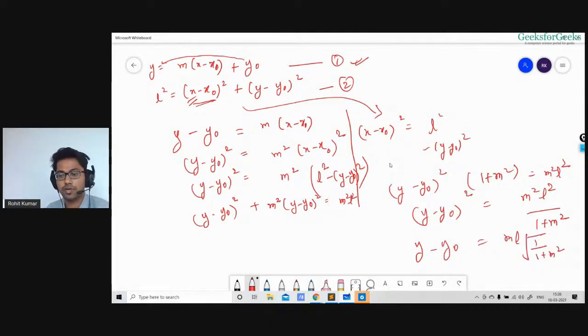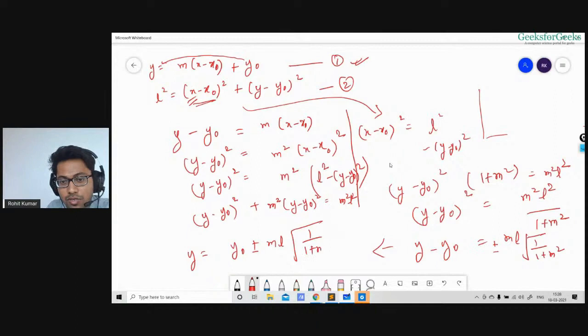Agreed? All right. As well as positive and negative. Why? Because whenever you remove the square root, there is a possibility of both the signs. Let's say x square is equal to 9. So x could be both plus and minus 3, right? Because 3 square is also 9 and negative 3 square is also 9. Fine. So if I move my y naught to that side, I have two values of y: y equals y naught plus minus ml under root of 1 by 1 plus m square.